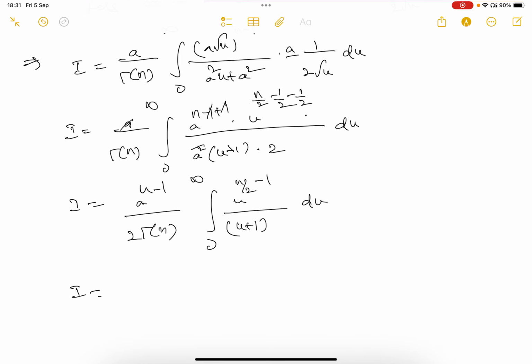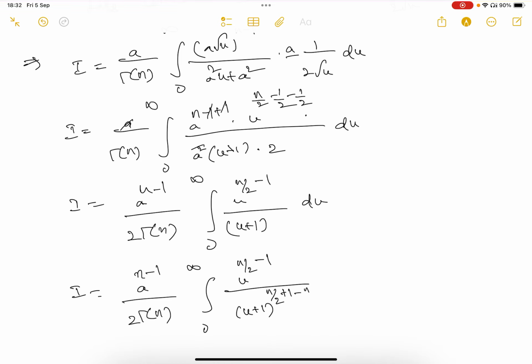It looks like a beta function type, right? Let's make it in the form of a beta function. It is a power n minus 1 by 2 into gamma of n into integral 0 to infinity u power n by 2 minus 1 by 2, by u plus 1. How can you write it as u plus 1 whole power n by 2 plus 1 minus n by 2 into du? As n by 2 will get cancelled, it is u plus 1 whole power 1.